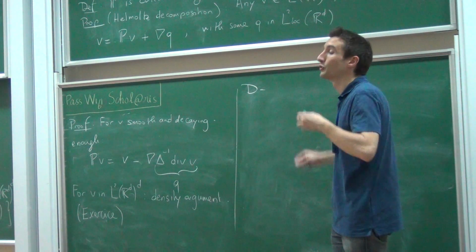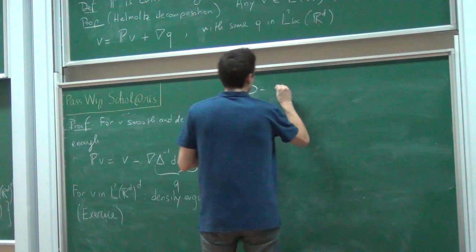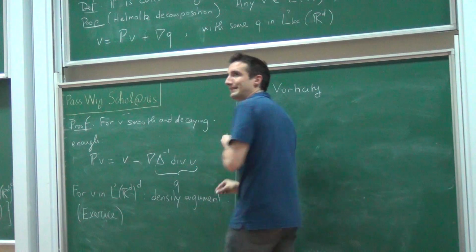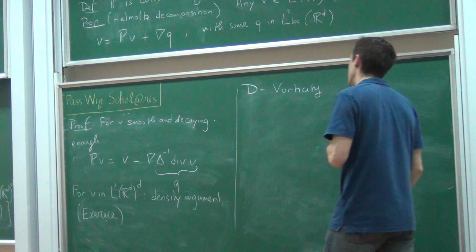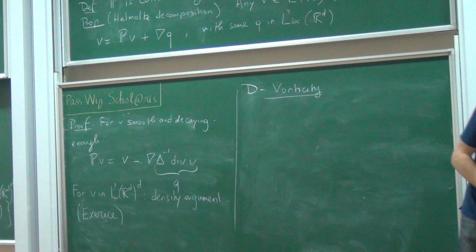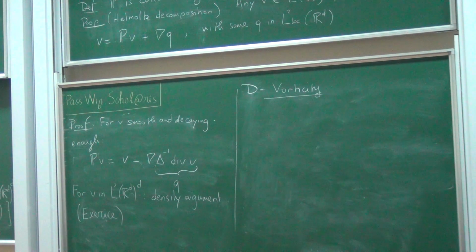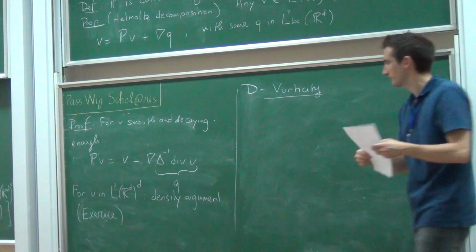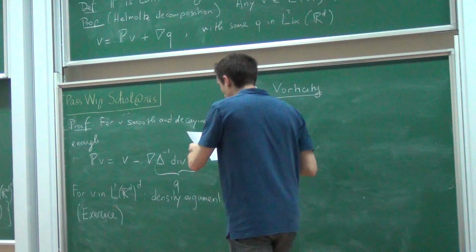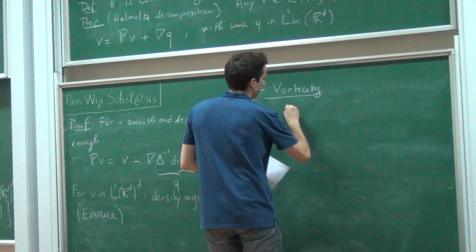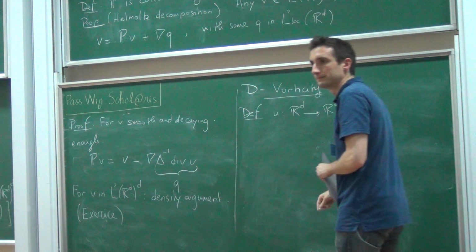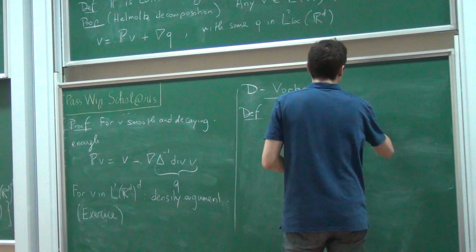So there is another way to get rid of the pressure, which is not applying the Leray projector, which is applying the curl operator. So we can look at vorticity. So what is vorticity? So let me recall what the curl of a vector field is. When you have a U from R^d to R^d, the curl of U.